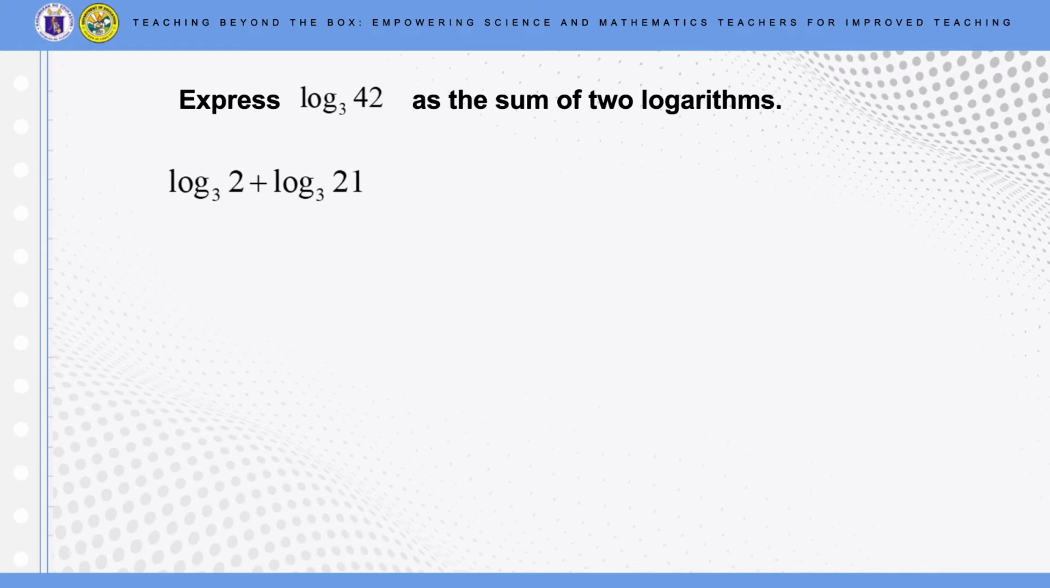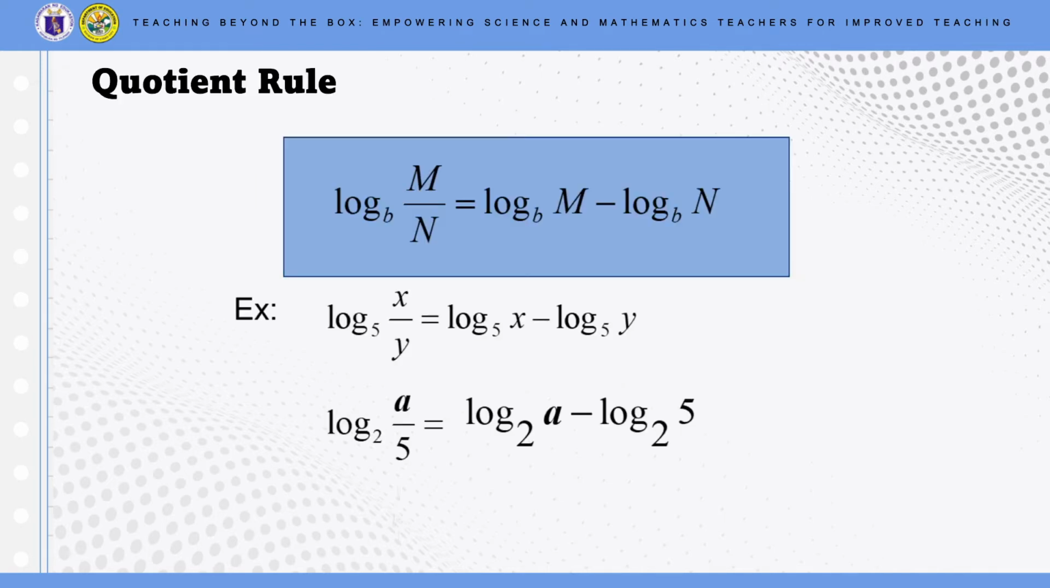Let us try this. What is the logarithm of a over 5 base 2? Applying the quotient rule, this is equal to the logarithm of a base 2 minus the logarithm of 5 base 2. Another example. What is the logarithm of mn all over p base 2? Again, applying the quotient rule, we have the logarithm of m base 2 plus the logarithm of n base 2 minus the logarithm of p base 2.